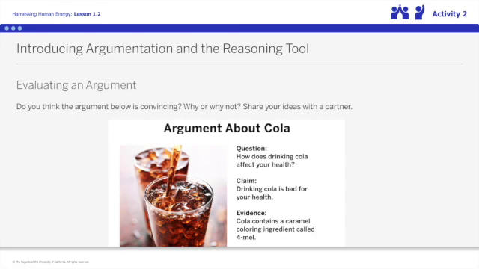We're going to evaluate which argument is a stronger argument. The question is, how does drinking cola affect your health? So we have the question, and the claim says drinking cola is bad for your health. Okay, we have an answer, or the claim. And evidence: cola contains a caramel coloring ingredient called 4-MEL. We have evidence. Now, if I didn't know any better, I would be questioning, well, why does 4-MEL even matter?